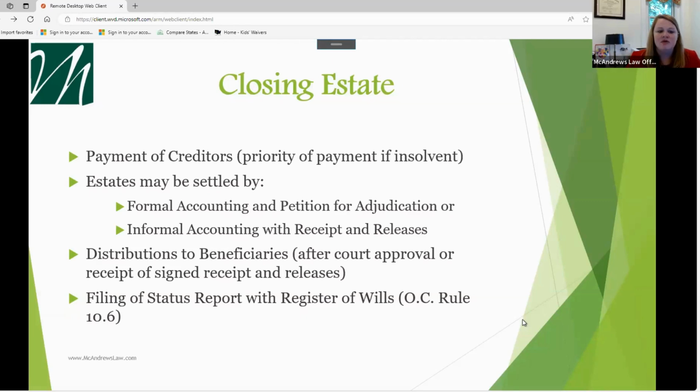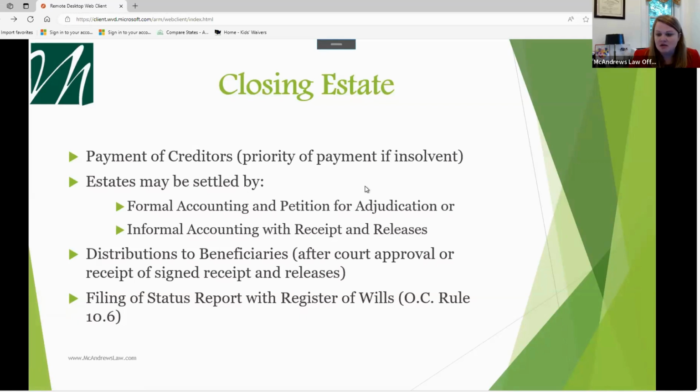So you've gotten your appraisement, and to the extent that there are any other creditors that haven't been paid, you make sure all those creditors get paid. There is a priority of payment for creditors if your estate is insolvent, so you just want to be careful about that. If you pay creditors out of order when you have an insolvent probate estate, the personal representative can put themselves on the hook to pay other debts. So you don't want to do that. It's always important to talk to someone and make sure that you are paying people in the proper order and that you're paying valid debts too.